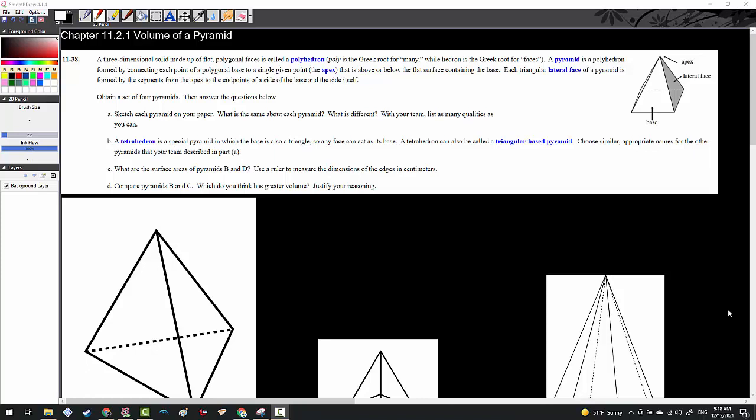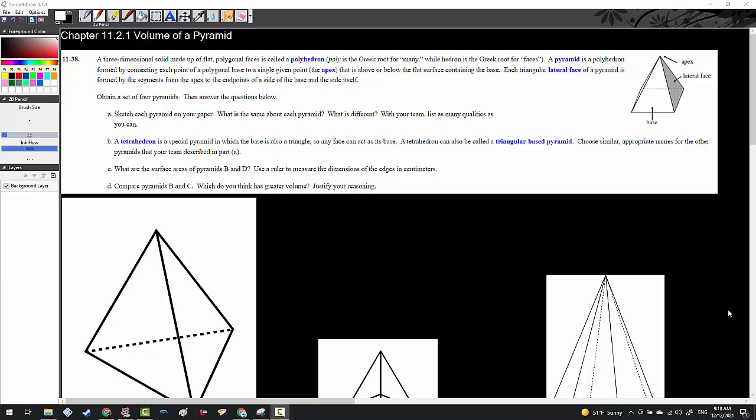And we have a three-dimensional solid made up of flat polygonal faces called a polyhedron. A pyramid is a polyhedron formed by connecting each point of the polygonal base to a single given point, which is called the apex, that is above or below the flat surface containing the base. And so each triangular lateral face of the pyramid is formed by segments from the apex to the endpoints of a side of the base and the side itself.